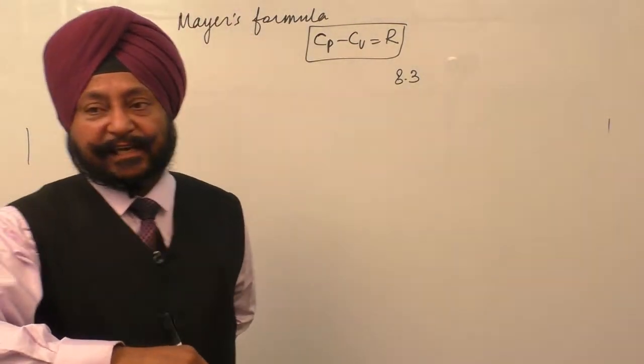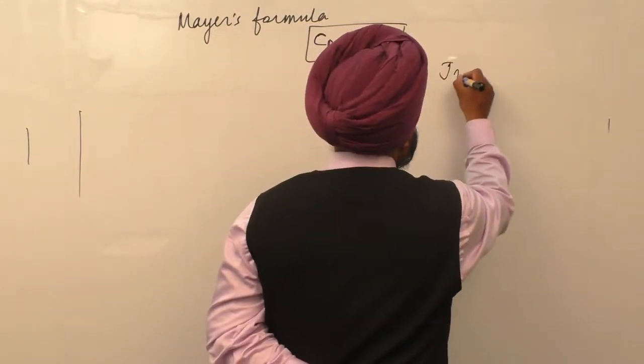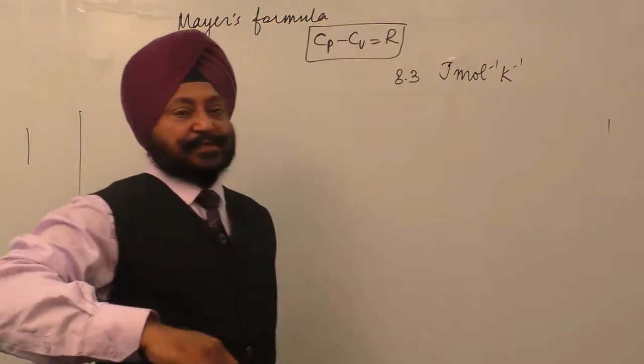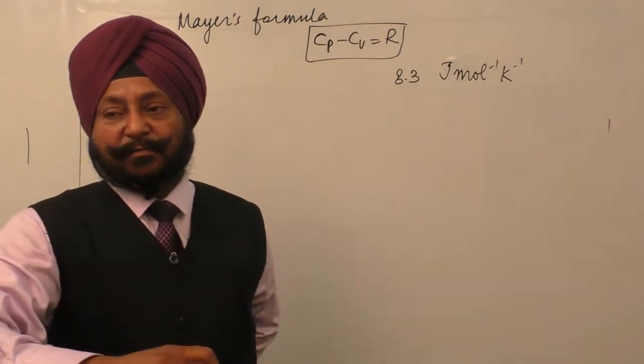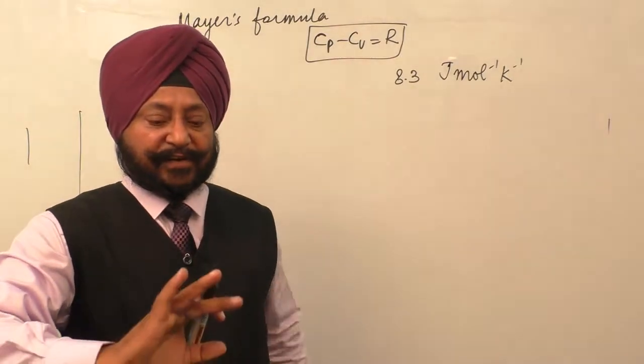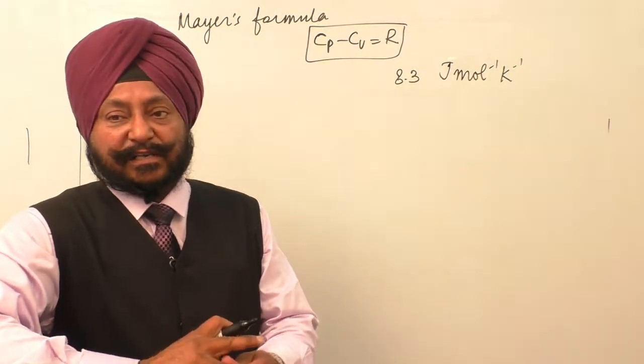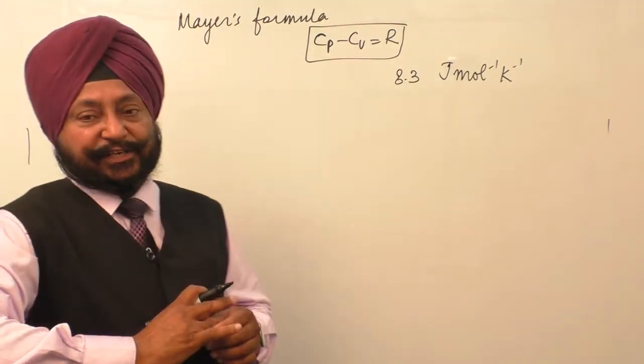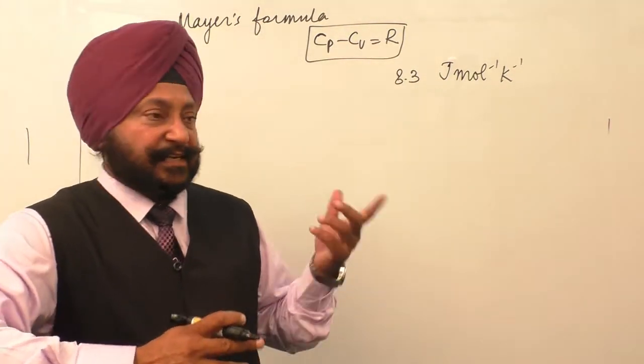The value of this is 8.3 joule per mole per Kelvin. This is the value of R, 8.3 joule per mole per Kelvin. This is the standard value we take for 1 mole of a gas, whenever you have talked about 1 mole of a gas. Now supposing we supply heat to a system, let us say, what is that system?